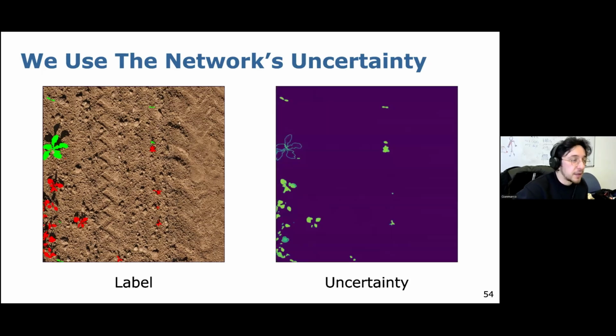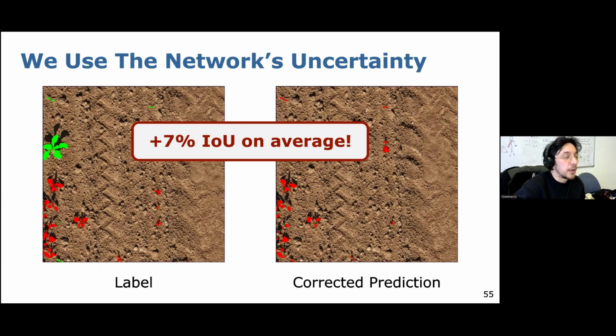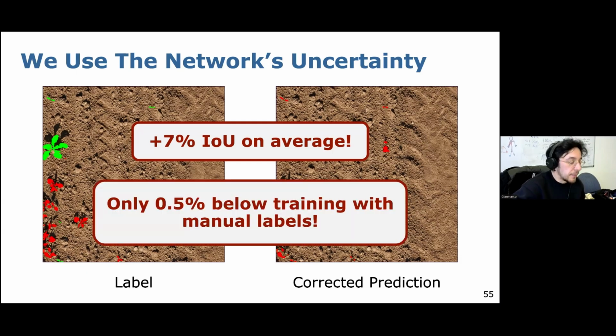However, if we look at the uncertainty computed as we said before, where purple means low uncertainty and green and yellow mean high uncertainty, we can see that all of the weeds are actually very uncertain for the network. And this is because it is the class that it's not seeing enough. So we can use that information to actually change the prediction of these pixels from crop to weed and correct our predictions. In doing so, we actually gain a 7% IOU on average over the different datasets. And most of all, for the case that we've seen before, the difference between training with our pseudo labels and the manual labels is now only 0.5%. So we gained 1.5% of performance.